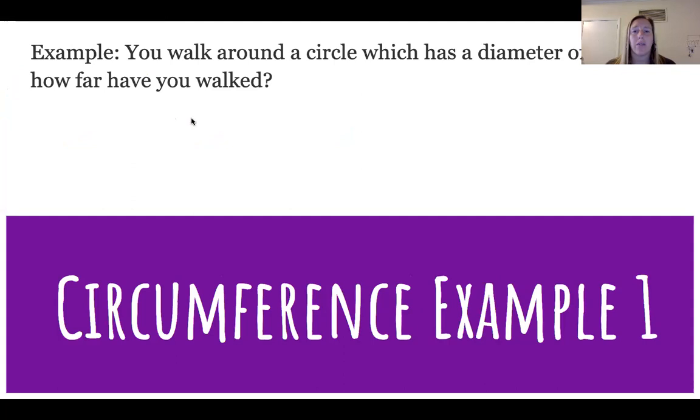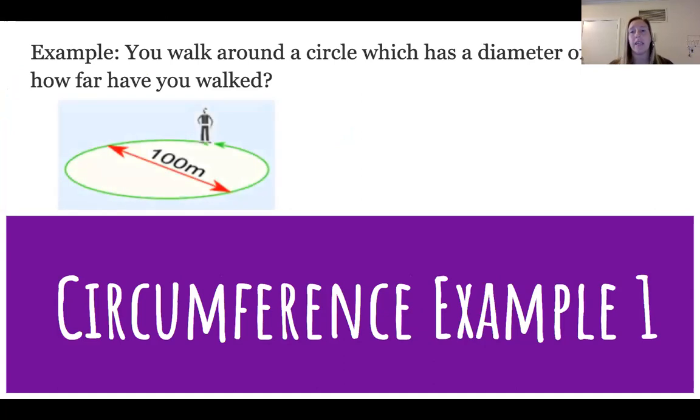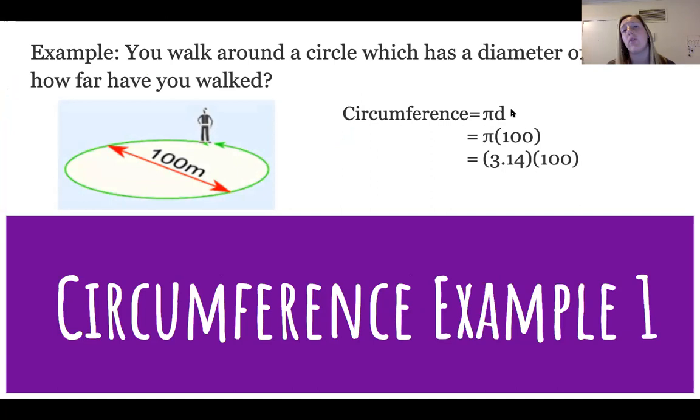If you are walking around a circle and it has a diameter of 100 meters, how far have you walked? So we're going around the circle, so we are going to find the circumference. It has given us the diameter, so I'm going to plug that in for d. Pi times 100, 3.14, which is what we're going to be using for pi, times 100, and we'll get 314 meters. So just like with perimeter, our circumference is one-dimensional. It's just going to be meters or inches or units. We don't need to square or cube our units for circumference.